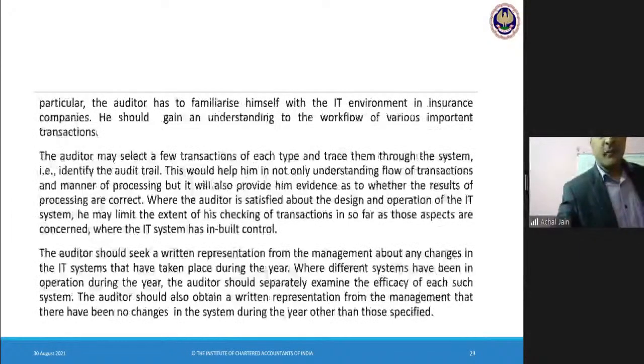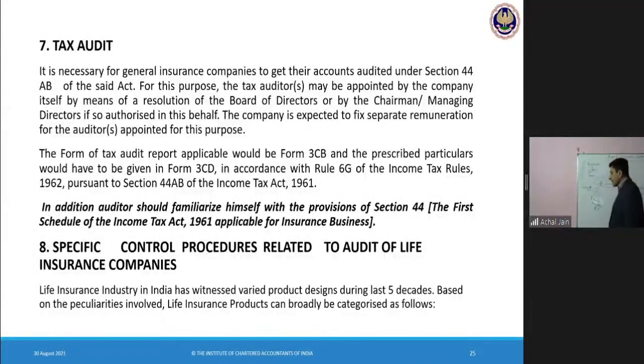But coming to the statutory audit, we talked about the involvement of the IT environment, and once the statutory audit is completed, the other aspect for any company or for any entity is its audit from the perspective of tax, which is mandated from the income tax side. That is called tax audit. Again, something with which you will be familiar. So tax audit is again a very important area for an insurance company, and this is again something which is required to be carried out for an insurance company. Okay.